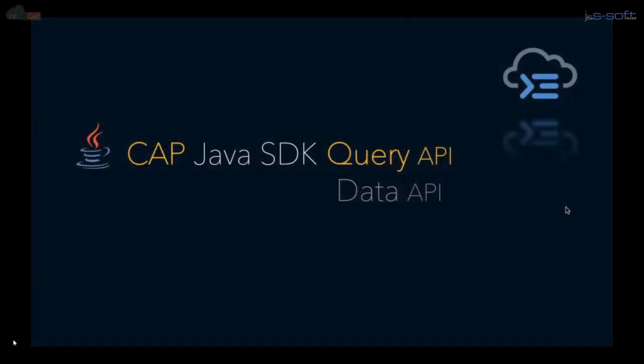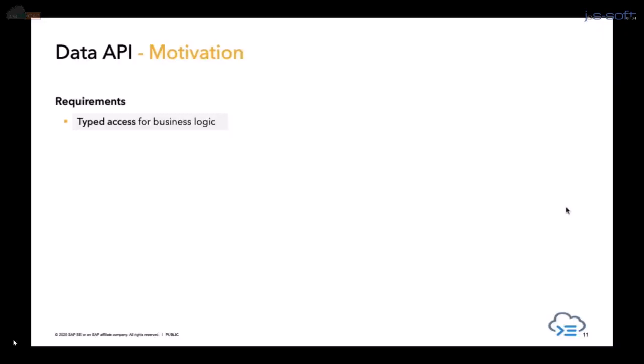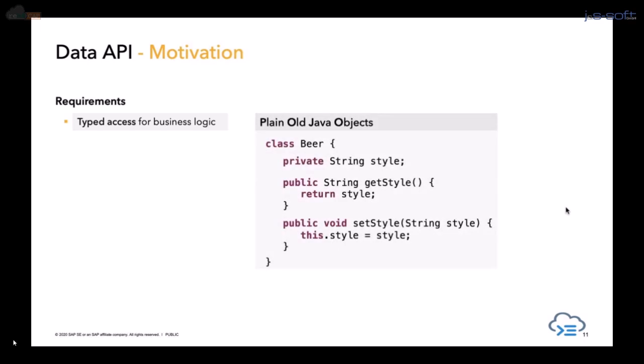Okay, this was a very quick glance into the query API for Java. Let's have a look into the data API. When designing the data API, we had to look into some SAP application code and also talk to some groups. One of the major requirements was to provide typed access for business logic. One way to do this is using a plain old Java object. So simple POJOs, these are classes that just represent your data and give you getters and setters to access and modify the data in a typed way.